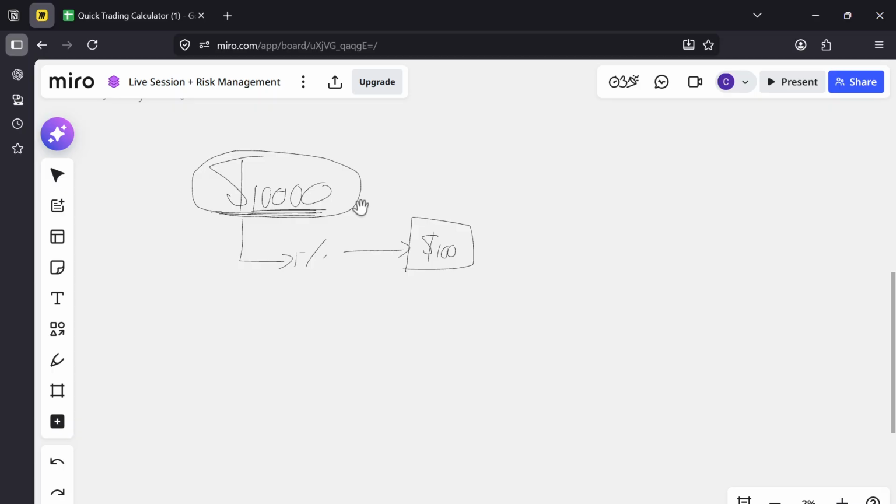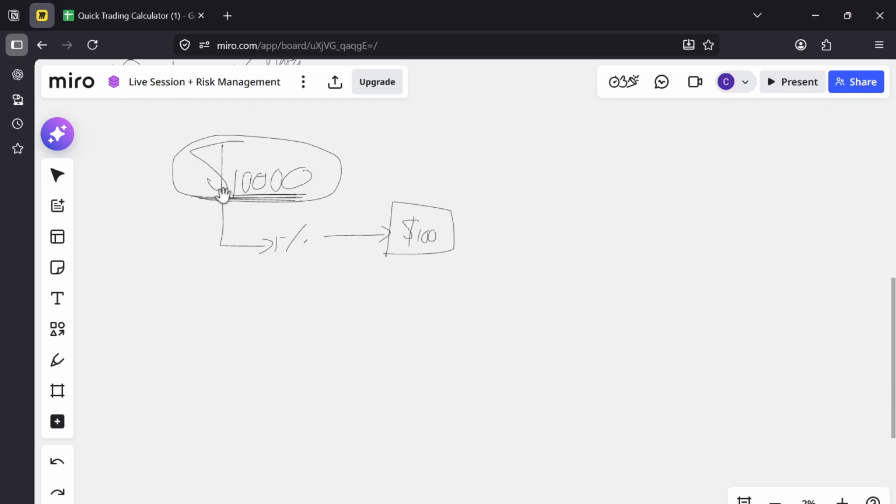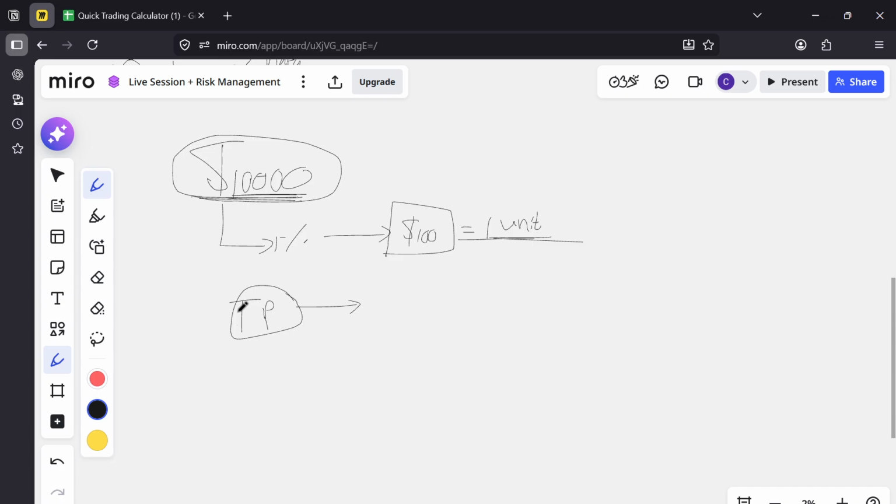Now, these are the metrics we're going to be using. A $10,000 account, 1% will equal $100 per trade for this entire session. Now, that equals 1 unit, and that's going to be very important because we need parameters, and the parameters are going to be the TP, which is your take profit. This is where you stop. This is the point where you will stop after you have met a satisfiable amount of profit.